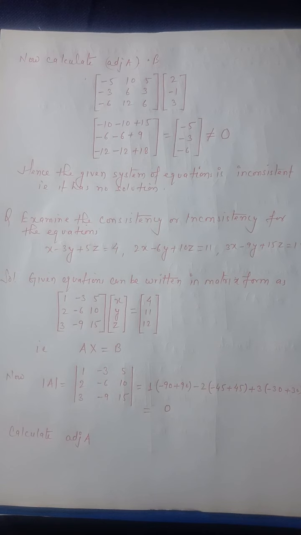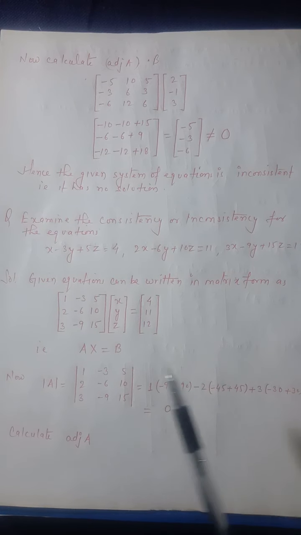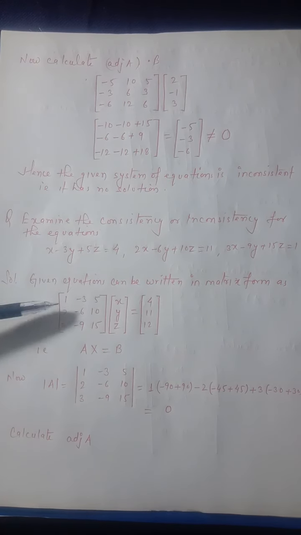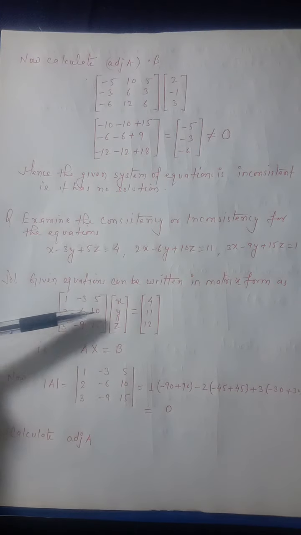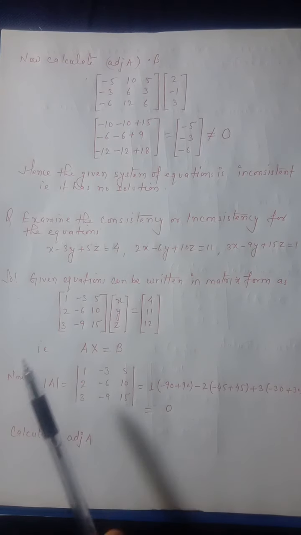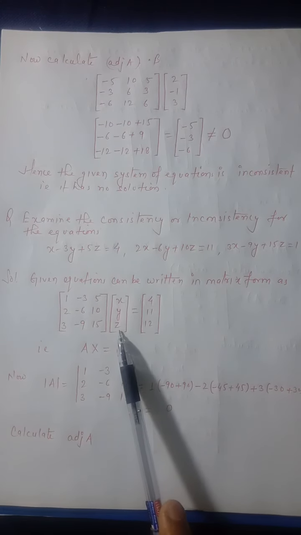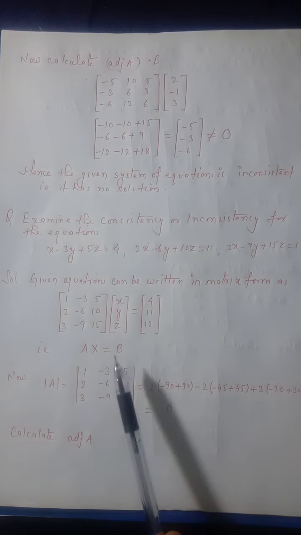I hope it is clear. Take the next problem, which is similar but different. Three equations are given. We have to check the consistency or inconsistency. First of all, make the coefficient matrix, which is 1, minus 3, 5, 2, minus 6, 10, 3, minus 9, 15. This is the coefficient matrix, this is the variable matrix, and this is matrix B. So this is Ax is equal to B.